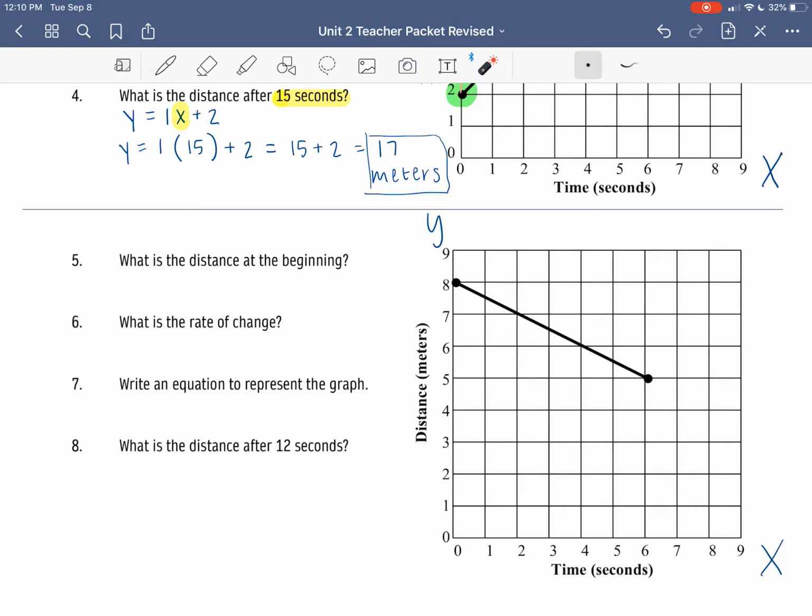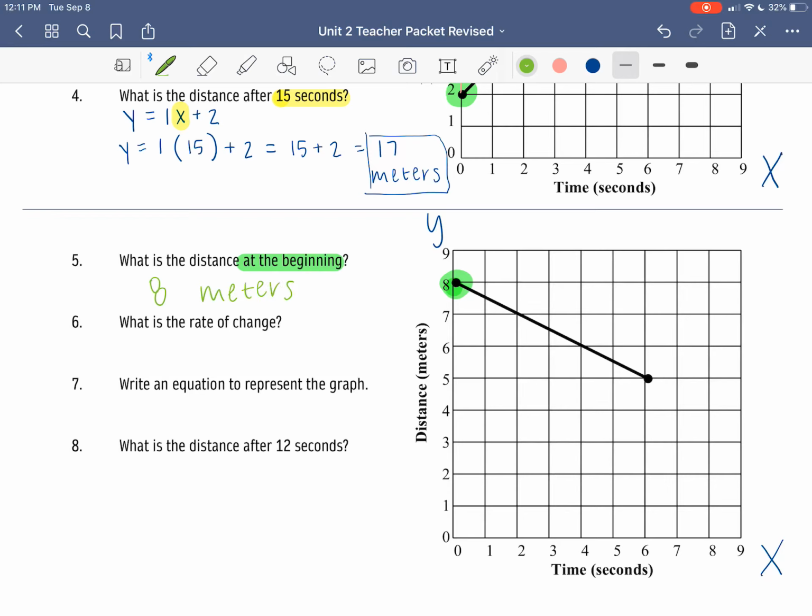First question asked us our distance at the beginning. So remember, at the beginning is like your 0 term. So I look on my y-axis where the time is 0, and I see that I'm up at 8. So my distance at the beginning is 8 meters.